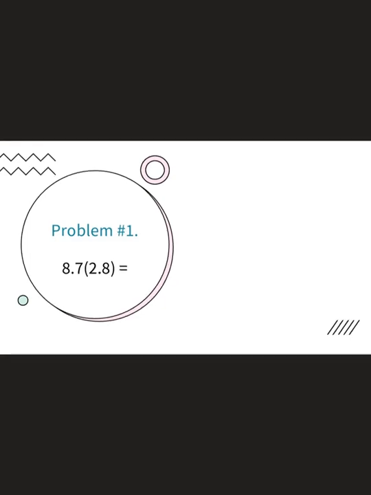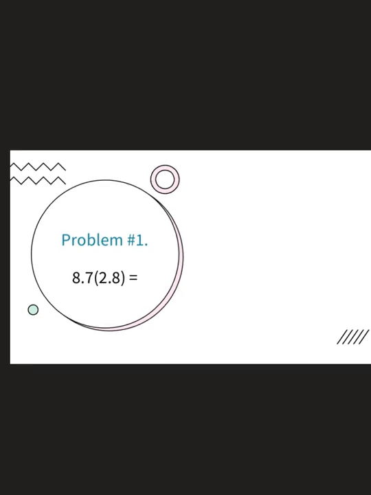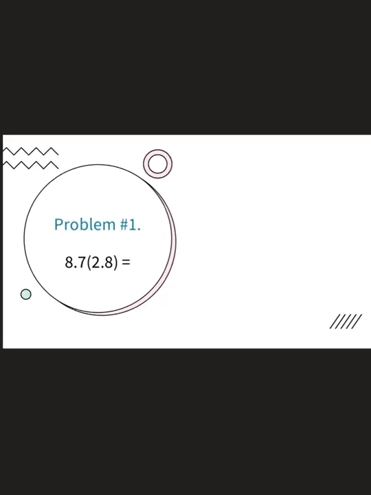So let's get started. Problem number 1 says we are multiplying 8.7 times 2.8. And remember, in multiplication, there are 3 ways to show a multiplication symbol. Sometimes you'll see an X, like 7 times 4. Sometimes you'll see parentheses, 7 times 4, and those parentheses show multiplication. And sometimes you see a little dot in between your numbers, which also means multiplication.